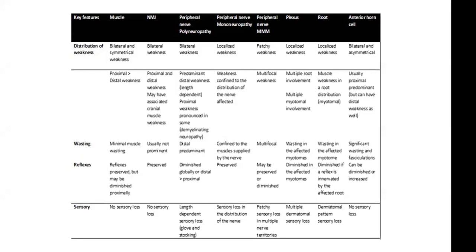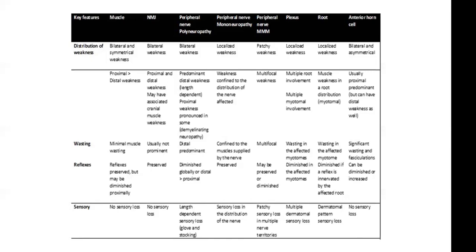So myopathy, what are the patterns? Bilateral, symmetrical, proximal more than distal, minimal wasting, no fasciculations, reflexes preserved, no sensory loss. That's a myopathy. Get that pattern into your head. Neuromuscular junction: bilateral, asymmetrical, with obvious fatigability. Polyneuropathy: bilateral, symmetrical, but distal predominant. Reflexes are absent or significantly diminished. Sensory loss predominantly distal. That is the pattern.